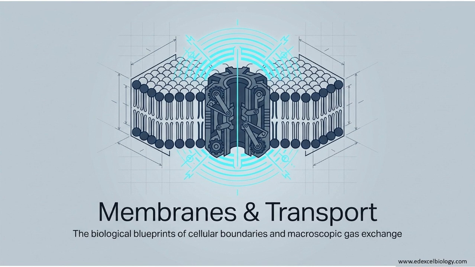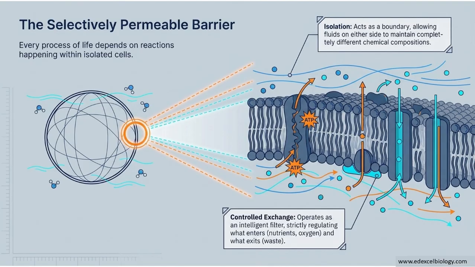Okay, let's unpack this. Before we can figure out how our amoeba survives or how our lungs function, we have to look at the architecture of the biological border itself. The cell membrane. Right, because the cell membrane isn't just a static wall holding the cytoplasm in. Not at all. It is a highly dynamic structure, and it's primarily made of a phospholipid bilayer. Structurally, you have a molecule that is thermodynamically conflicted.